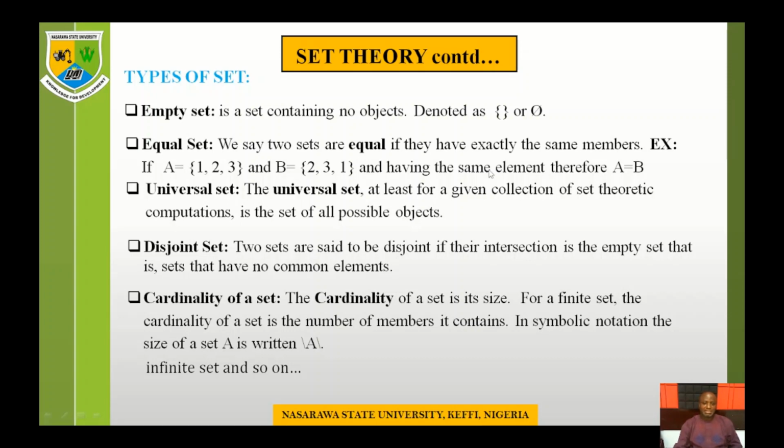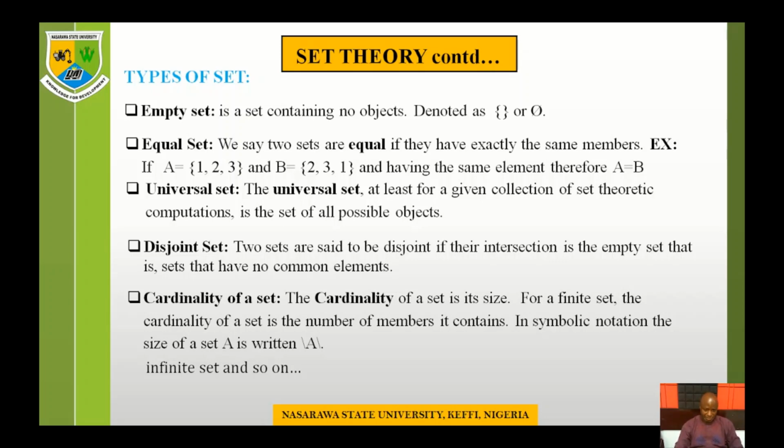Then we have the universal set. I term this set as a bigger set. It's a collection of sets or of theoretical computations. It's a set of all possible objects. Disjoint set. Two sets are said to be disjoint if the intersection is completely empty. That is, no element in common at all. So sets that have no common elements.